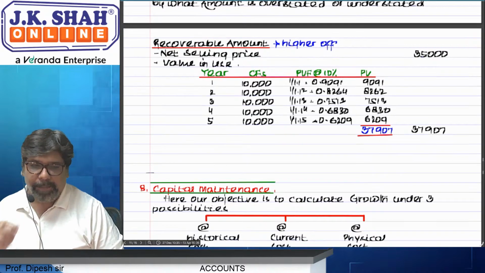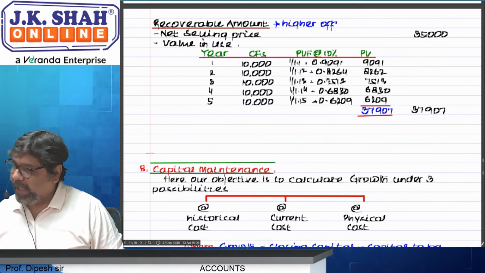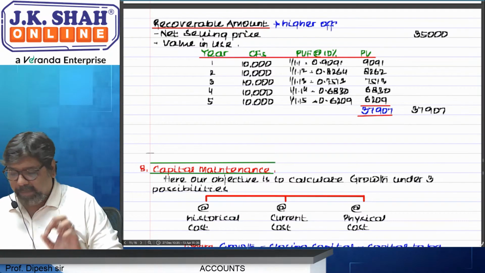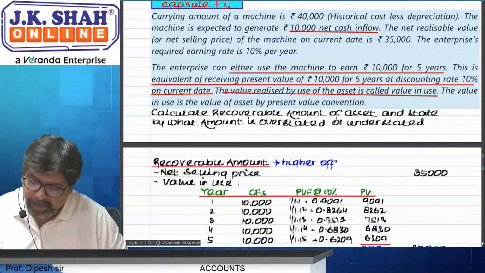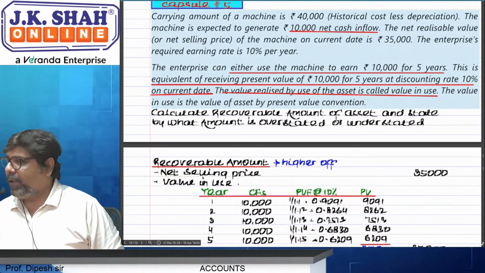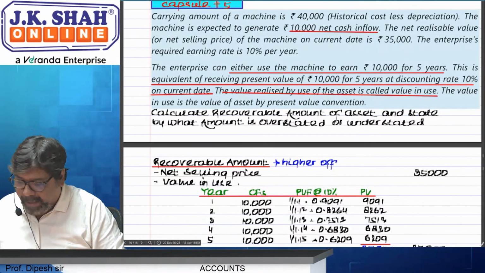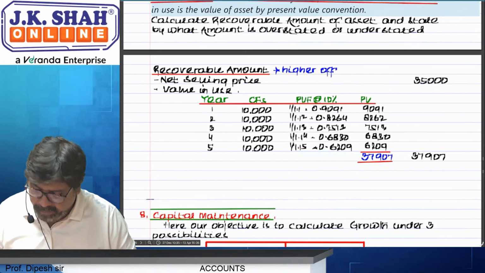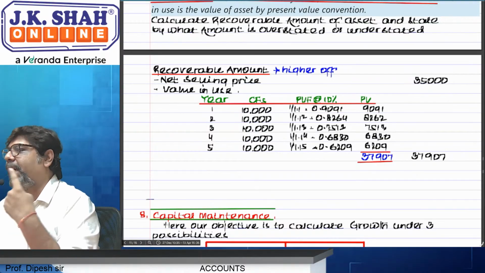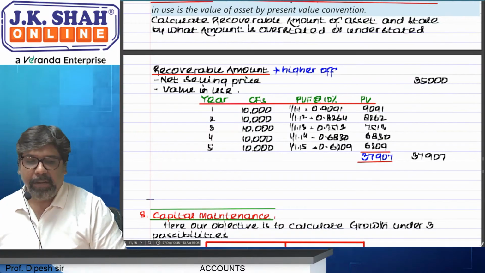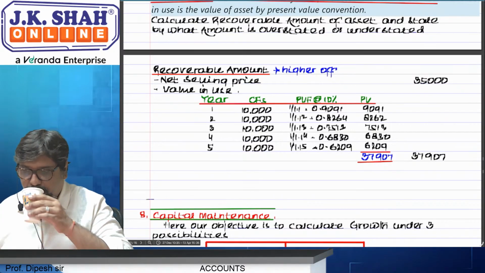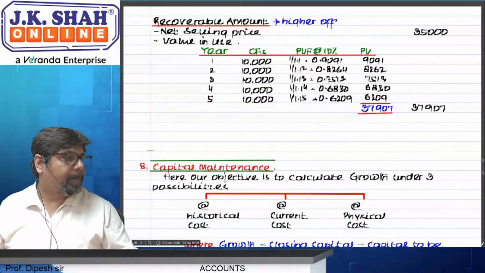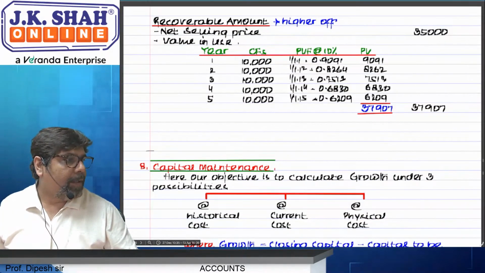So what will you do? Use it, and how much benefit you will get? 37,907. And how much value are you showing the asset at? 40,000. Asset should be shown in the balance sheet at 37,900, but you are showing the asset at which value? 40,000. That means you are showing extra amount by how much? Bolo. 2,093. Correct?